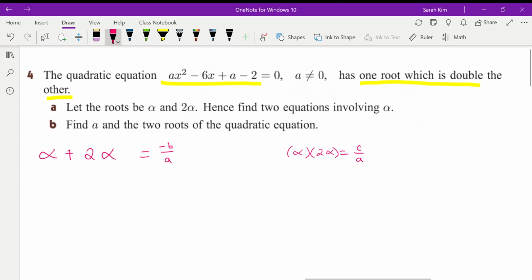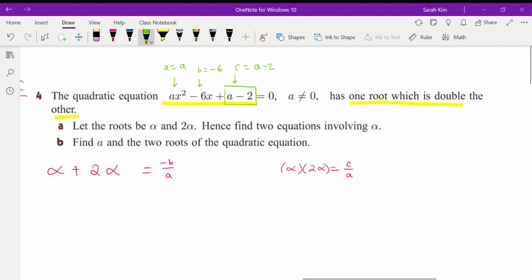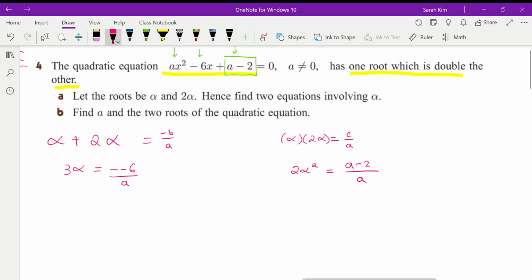Okay, so we should be able to determine our a, b, and c. So looking at this, my a is going to be a, my b is going to be minus 6, and then this is the whole constant term, so c is going to be a minus 2. Okay, so I should be able to rewrite this. So 3 alpha is going to be minus 6 over a, and 2 alpha squared is going to be a minus 2 divided by a. Okay, so these are the two equations I am working with.